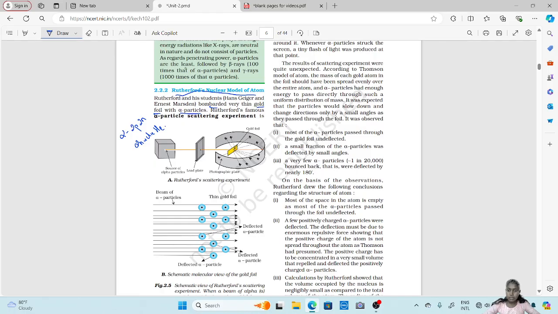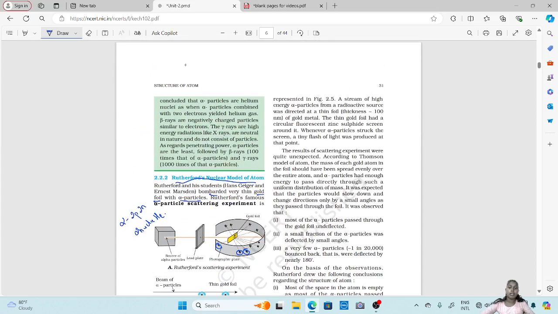So these alpha particles strike the gold foil and reach the end point. But when it strikes, there are various particles that are scattered. So these are all the scattered particles. So this is what Rutherford's scattering experiment is. So beam of alpha particle, thin gold foil, some of them go straight, some of them are deflected. So this is deflected alpha particles, you can see. So some of the alpha particles are deflected.